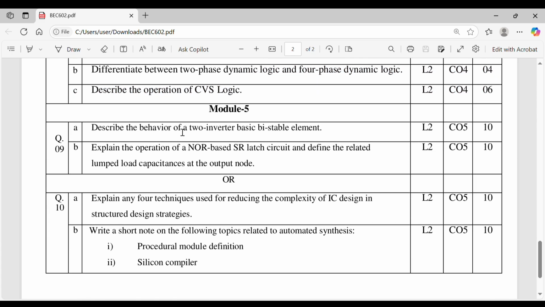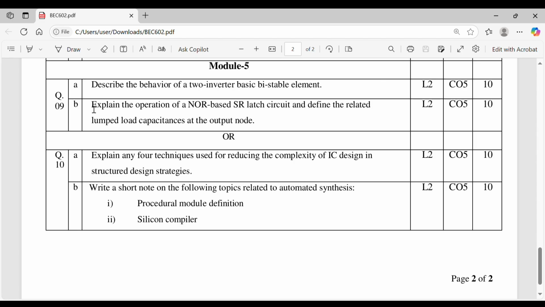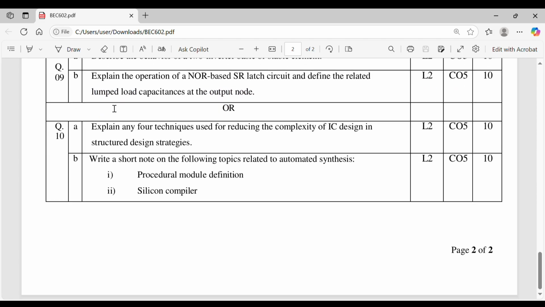In module 5, 9A question they have given as describe the behavior of the two inverter basic bistable element. 9B question is explain the operation of the NOR based SR latch and define the related lumped load capacitance at the output node. This is important. 9B is very important.